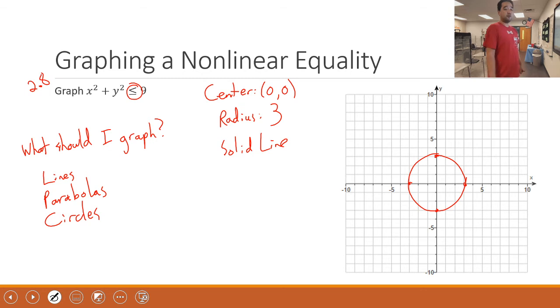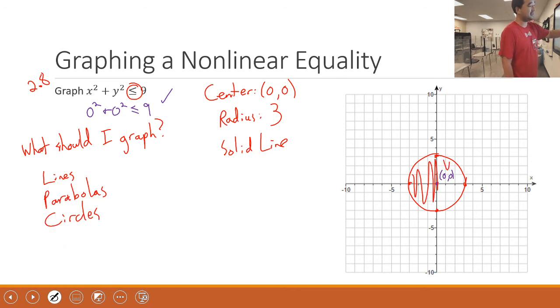But now, just like before, we have shading that we need to do. So we need to shade, there's no above or below. So here we're going to have inside or outside the circle. So why don't we try plugging in 0, 0 into the inequality. So we get 0 squared plus 0 squared. Is that less than or equal to 9? That one does check out. So we are shading inside of the circle here. Those are the only two areas that we would have of our grid.